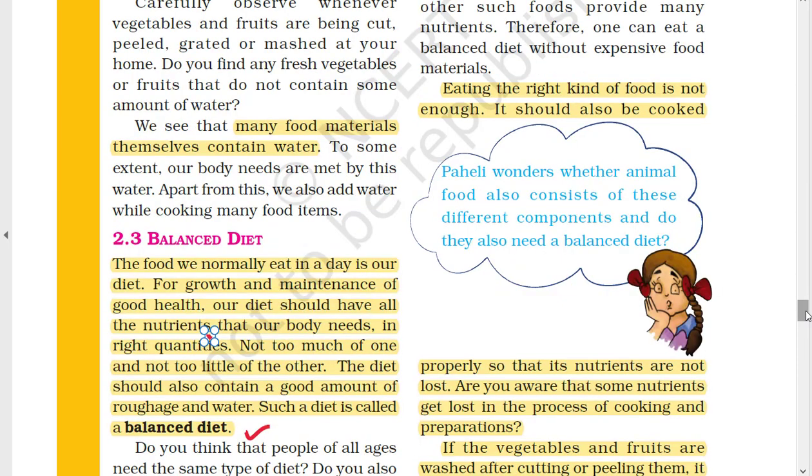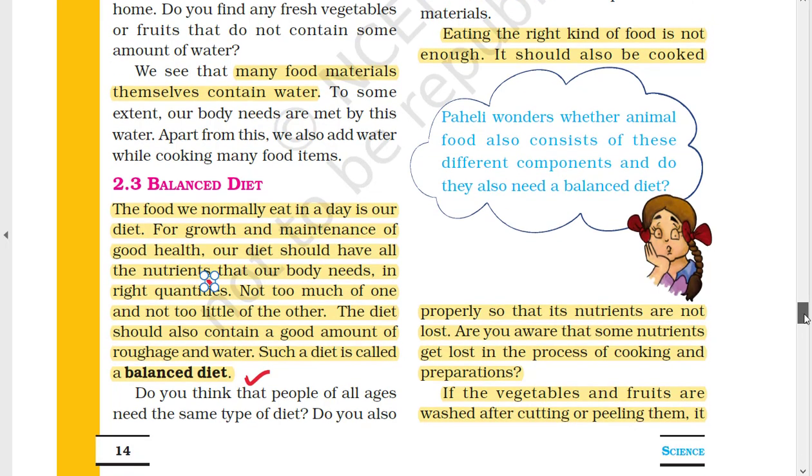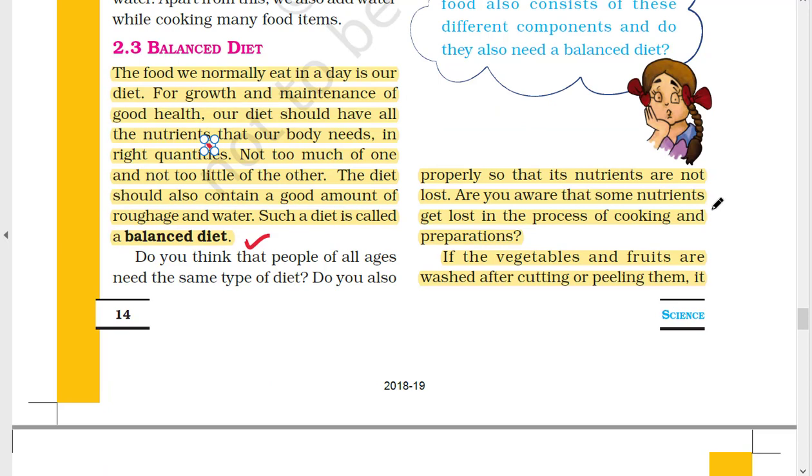Because if we eat more of the fat rich food or the carbohydrate rich food, then it may lead us to obesity. And if we eat less of the proteins or minerals or vitamins, then it may lead to deficiency diseases. So a balanced diet is very important, in which all the nutrients of the food are present in good proportion.